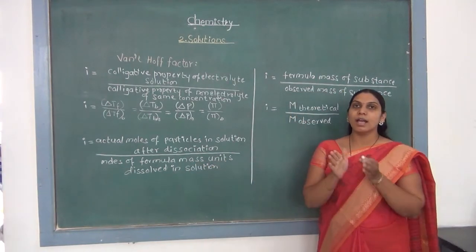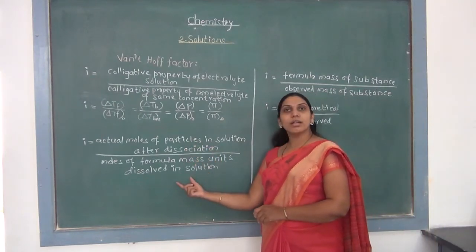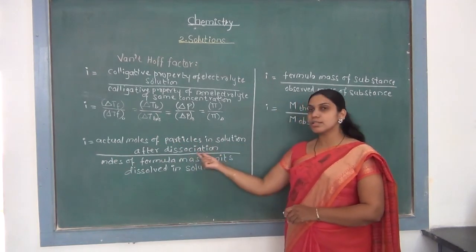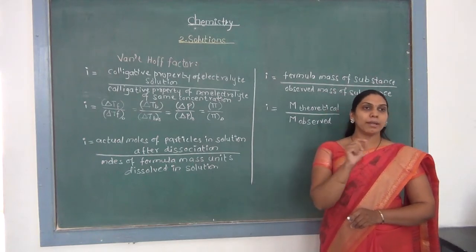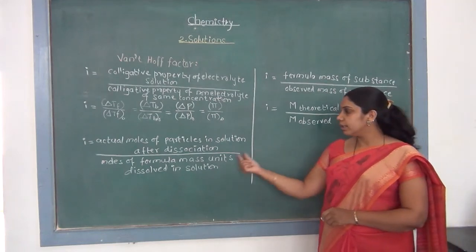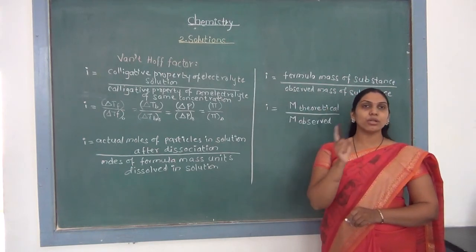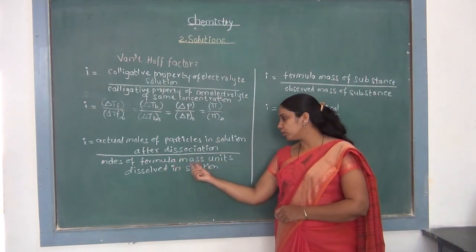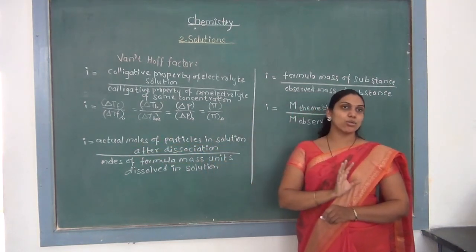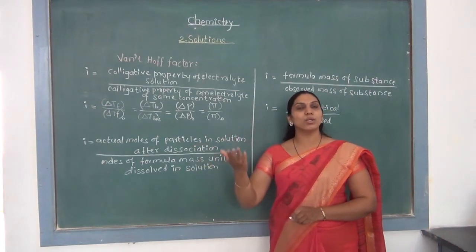Supposing we have dissolved 1 mole of NaCl into solution and it forms 1 mole of Na+ ions and 1 mole of Cl- ions. For that type of solution, this formula can be used to calculate the Van't Hoff factor. Actual moles of particles in solution after dissociation will be 2 moles, because 1 mole of Na+ ions and 1 mole of Cl- ions. Divided by moles of formula units dissolved in solution. How much quantity of NaCl was dissolved? 1 mole. So the Van't Hoff factor for that NaCl solution will be 2 upon 1, which is equal to 2.